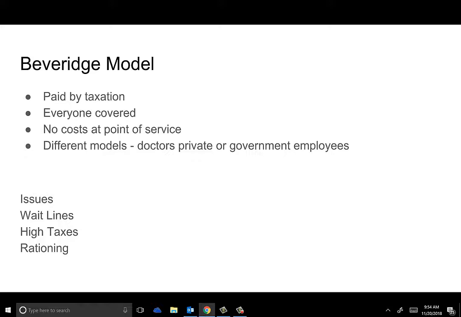And the issues with that one are the wait lines. So that's the idea that people are running out of Canada to Buffalo to have surgery. The idea that taxes can be high, and this idea of rationing healthcare. So you have to pick. We talked about the choice of where we're going to draw the line. We're not going to cover you at a certain point.